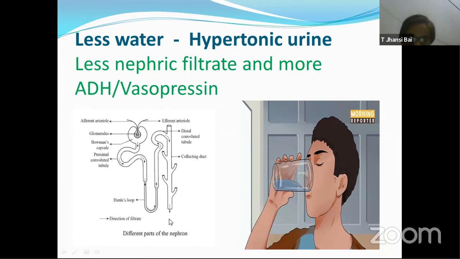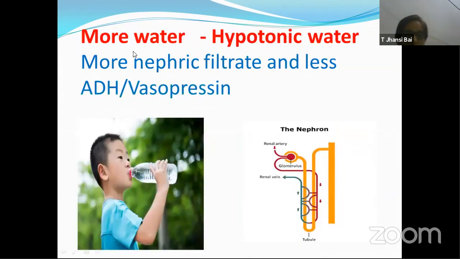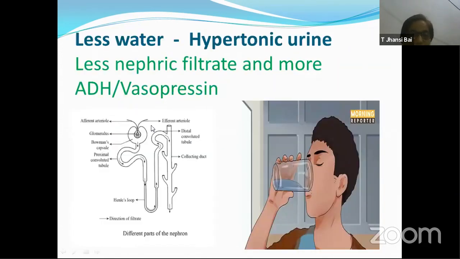Hope you understood. When you are taking less water, there are two mechanisms we are studying in this slide. When you are taking less water, blood volume is less, pressure of the blood is less, glomerular filtration pressure is less, rate of glomerular filtration is less, so less nephric filtrate is produced, thereby hypertonic urine goes out.